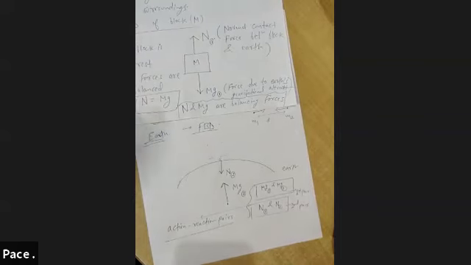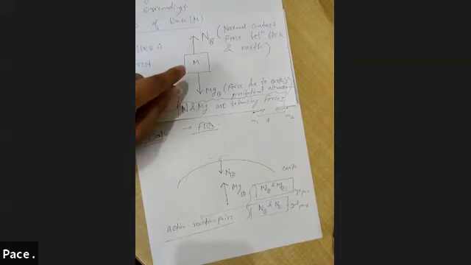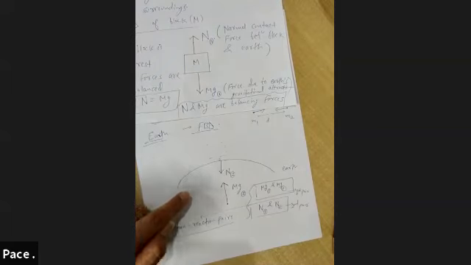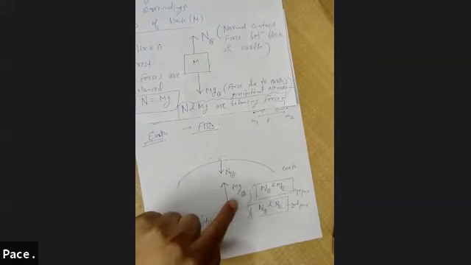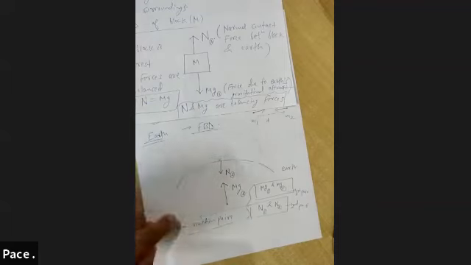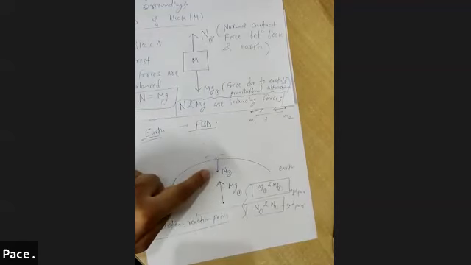First, I drew this FBD of capital M mass block, mg downwards, normal upwards, and then I had to draw the FBD of Earth. So the earth will experience certain amount of force mg at the center in opposite direction, and normal force will also be opposite to the applied force. So basically this normal 1 and normal 2, these are action reaction pairs.